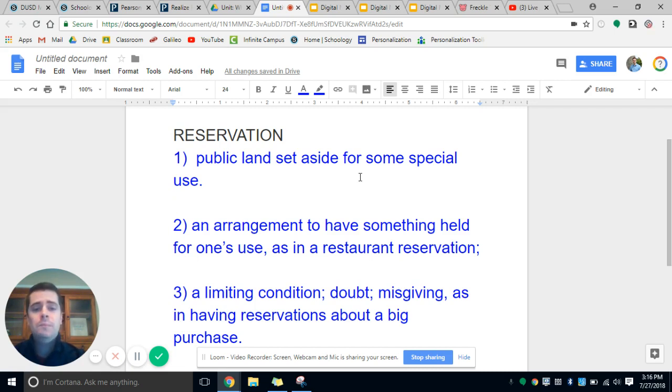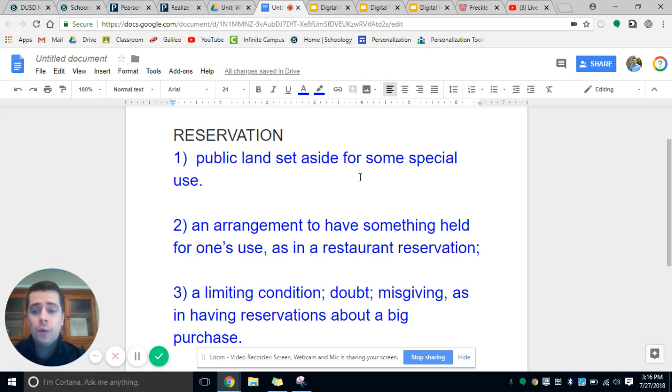Maybe you have to make a big decision. Should you spend your money on a car or should you just go out and buy a ton of candy? You might be a little bit reserved about buying the candy instead of the car, or the car instead of the candy. I would just suggest saving your money. So if you have a big decision or something that you're nervous about doing, you might be reserved about doing it. You might have some doubts about whether or not you should do that. Those are the three definitions of reservation.